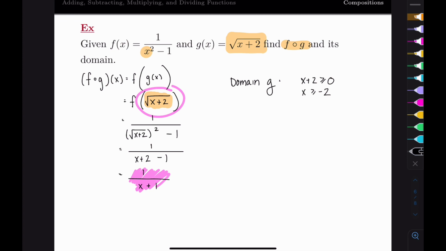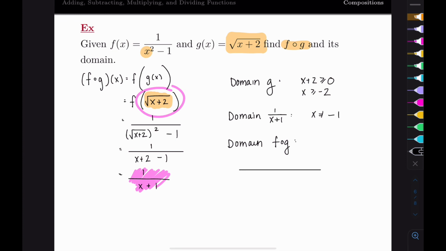So I find the domain of the inside function. Then I need to find the domain of this final expression, which is 1 over x plus 1. The only issue we have here is we can't plug negative 1 into this expression. Now I want the overlap of these two. So now we can actually go ahead and find the domain of the composite function.